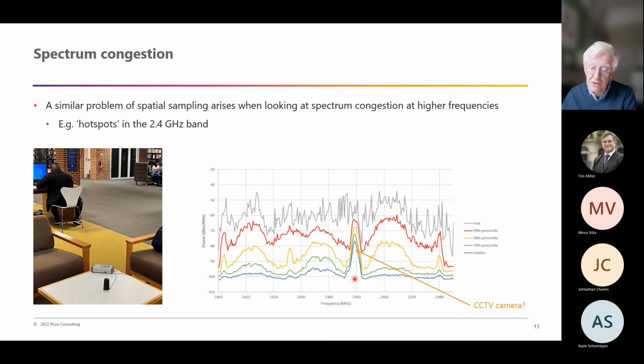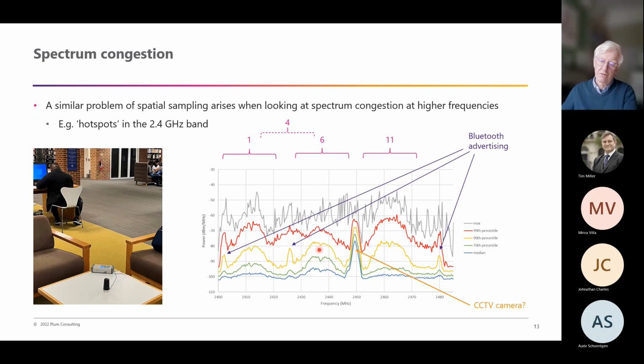And there are various fingerprints you can see in the spectrum here. You can see there's probably a CCTV camera operating on this particular frequency. You can pick out the different Wi-Fi access points that are using the 3 overlapping channels that you have in this band, plus another channel. And then you can see evidence of Bluetooth, the so-called advertising channels that Bluetooth devices use to find each other. So you can see there are quite a lot of Bluetooth devices out there. And gathering this sort of data allows you to understand the quality of service you could deliver using this band, either to Wi-Fi devices or maybe Bluetooth audio streaming.